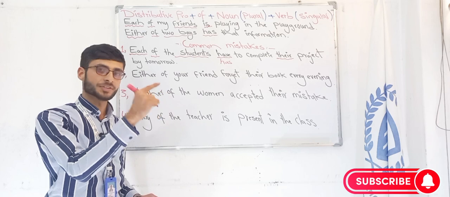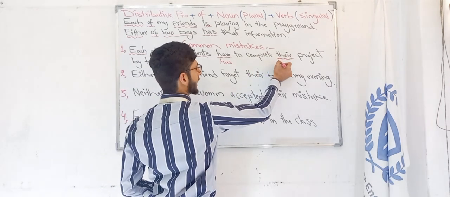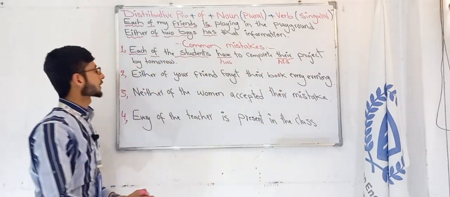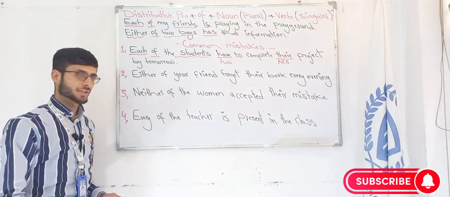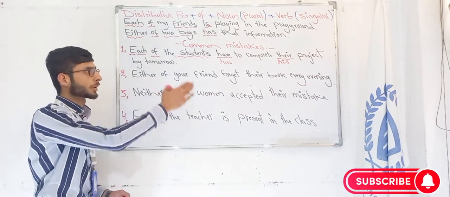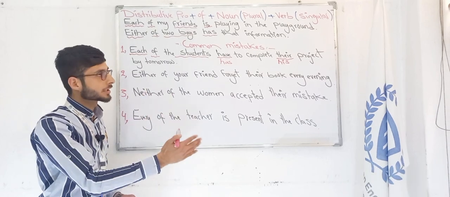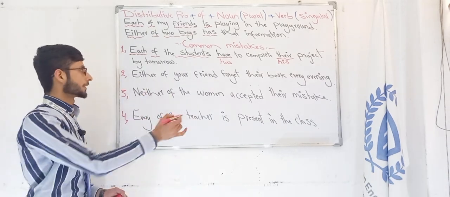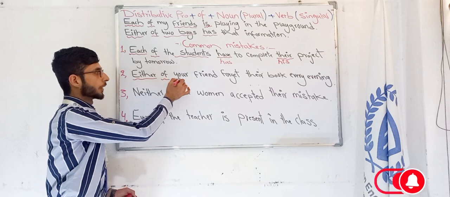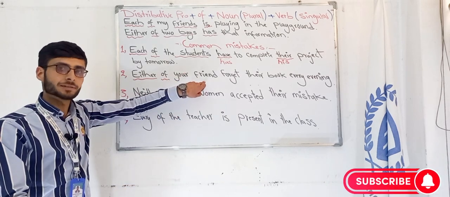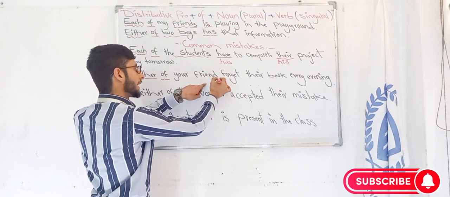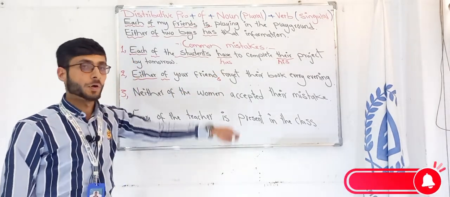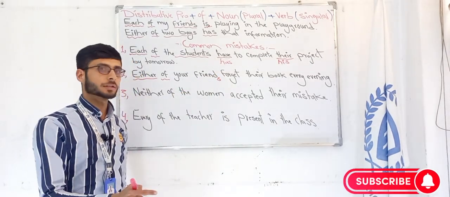In here we should use singular. Like his. Each of the students has to complete his project by tomorrow. Now, is this correct? Yeah, it is correct. Let's come to the second one. Either of your friend forget their book every morning. See, here we have either of your friend. Friend is a noun, but here to make it plural, we should add s. Friends forget. Is it correct?